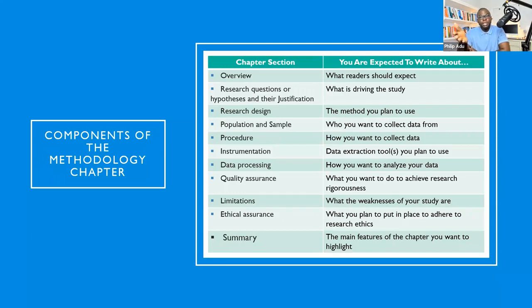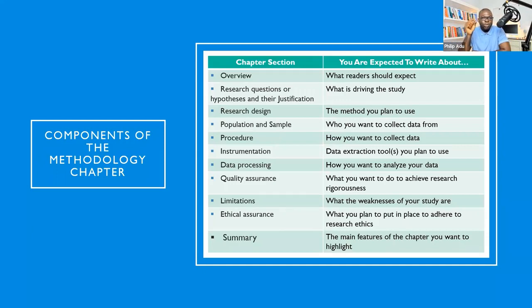And also instrumentation: all the tools that you use to help you extract information from participants, or data from a specific source, you have to provide that information. The data processing: how are you going to process your data? How are you going to analyze your data? How are you going to make meaning of your data so that you'll be able to address the research question that you have? Another one is the quality assurance.